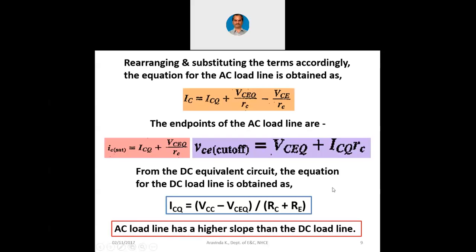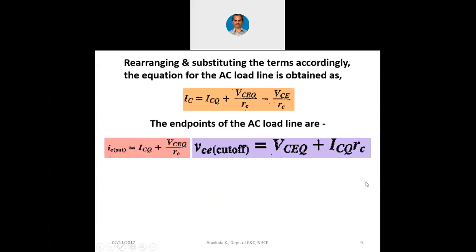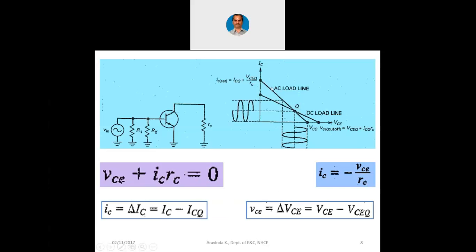So AC load line has a higher slope than the DC load line. When you compare these, we can compare here itself. You can see the AC load line has a larger slope than the DC load line, which means in the case of AC load line, the maximum voltage at the output will be less than VCC. Actually, this corresponds to VCC and this corresponds to VCEQ plus ICQ into RC.